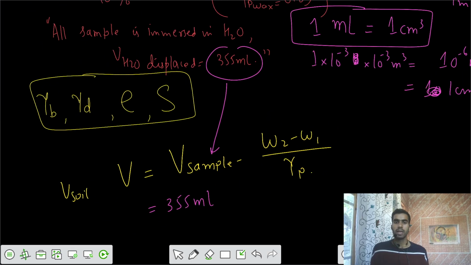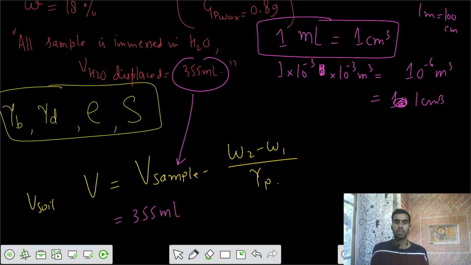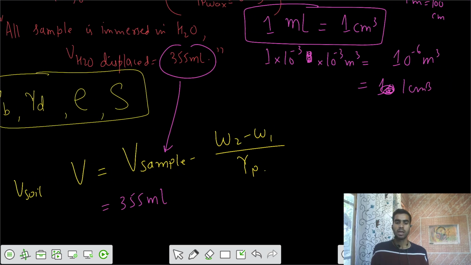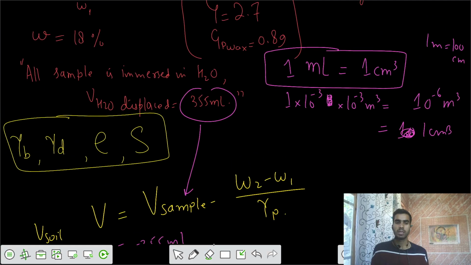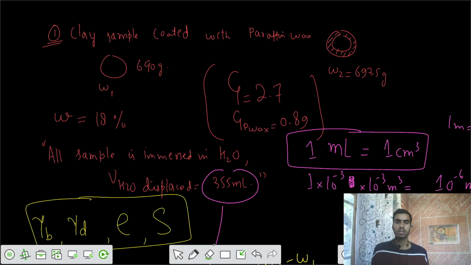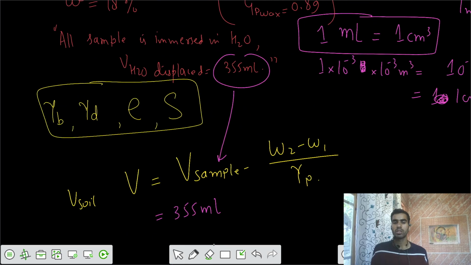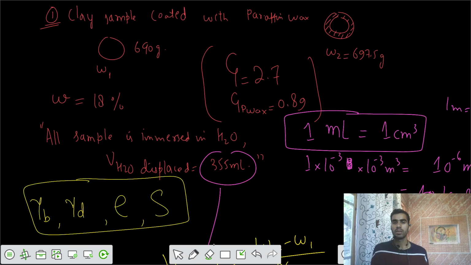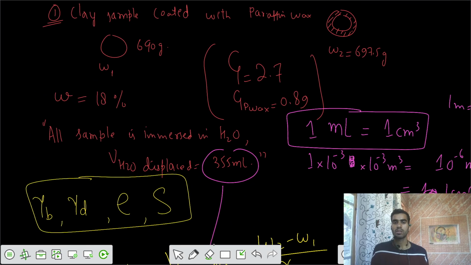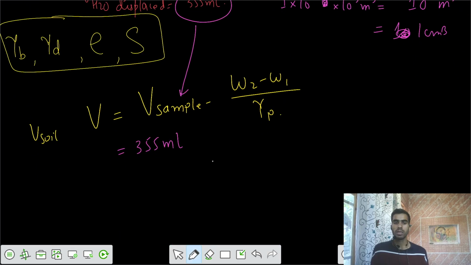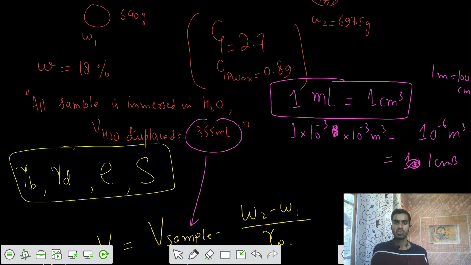Okay, you got this volume of sample as 355 milliliters. Now what is the difference of W2 minus W1? W2 minus W1 is given to you in terms of grams, so our density would be in terms of grams. Your calculations would be in terms of milliliters and grams. So let's substitute that value.